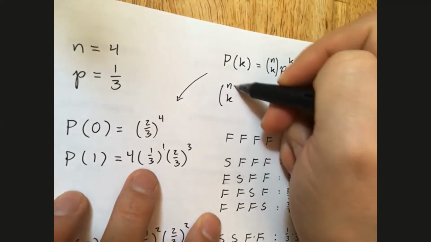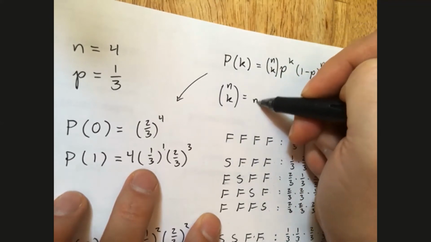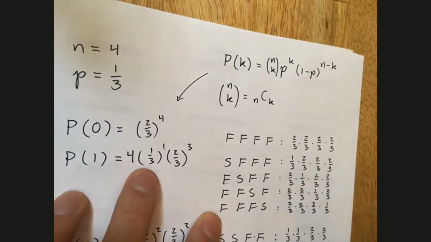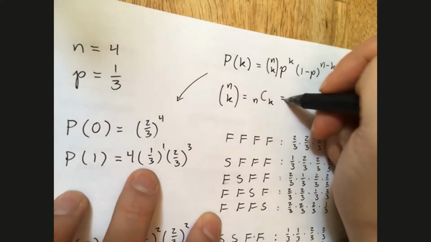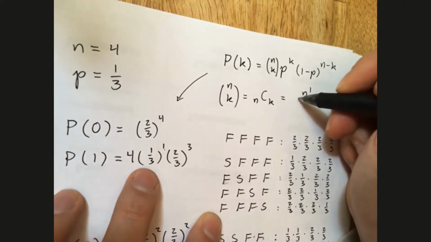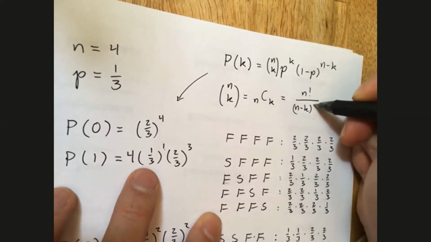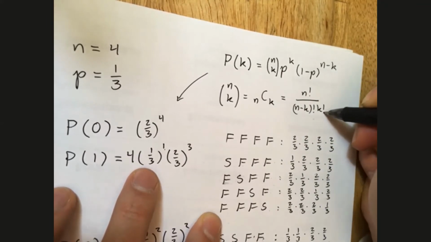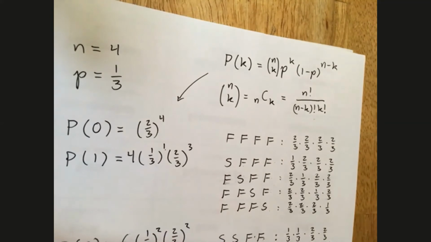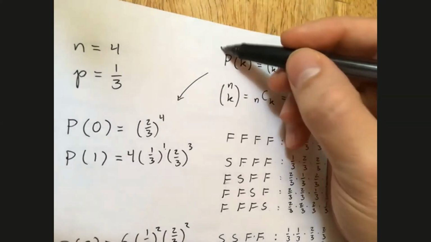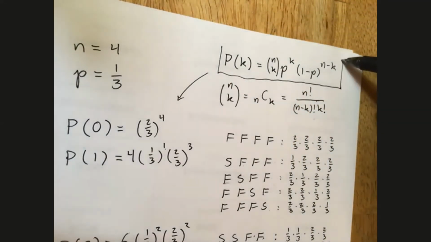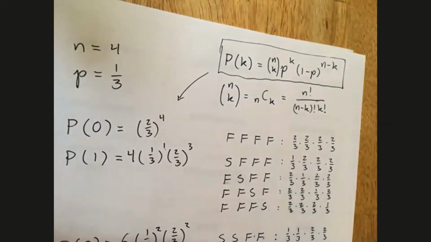N choose k, also written sometimes like this, has a formula. It's n factorial divided by n minus k factorial times k factorial. And that's something we learned from when we discussed counting in statistics. So this is the formula for computing binomial probabilities.